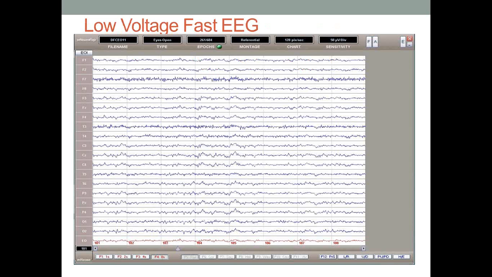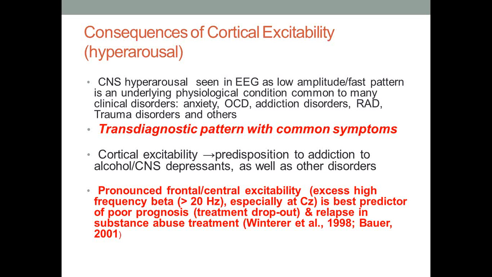Here's an example of a low voltage fast EEG, and often you will see these. These are at 50 microvolts, so it's been cranked up pretty good. But if you're running that at 100 microvolts, it's going to look much lower and much flatter. And it's going to really throw some people for the first time they see it, because people are like, wow, there's just nothing going on there. It is. There's just not any strength to the signal.